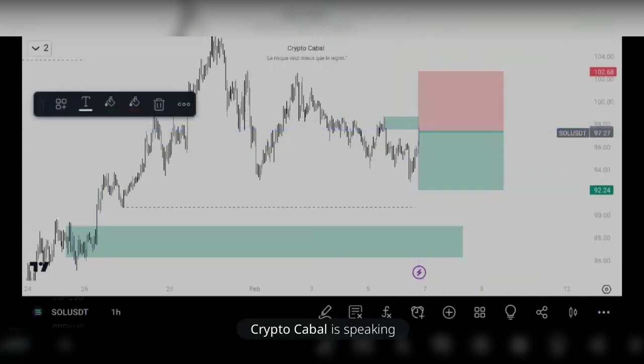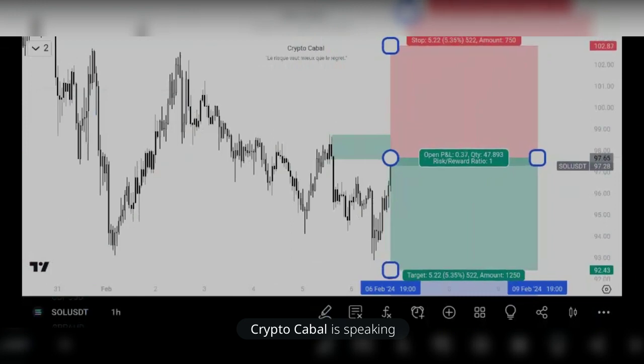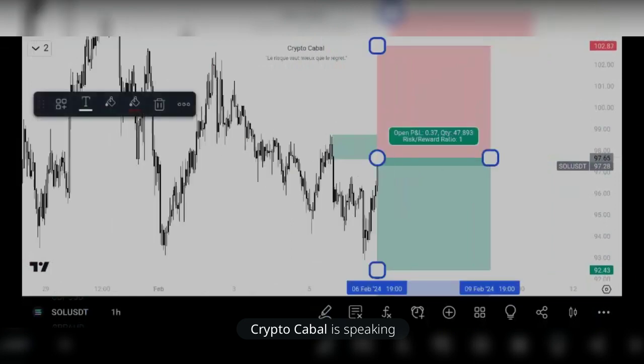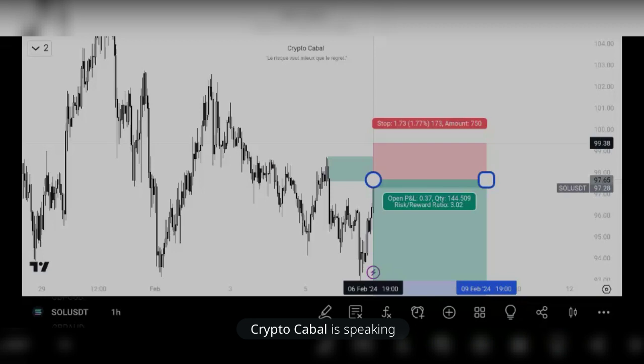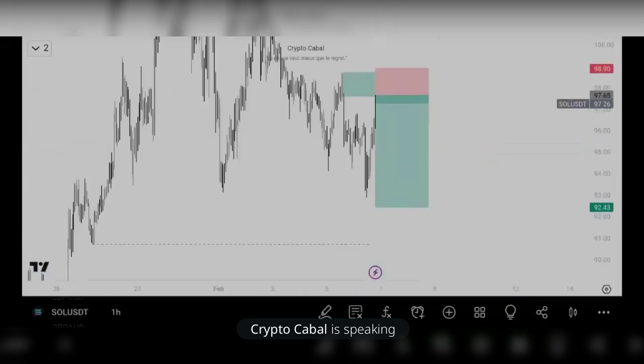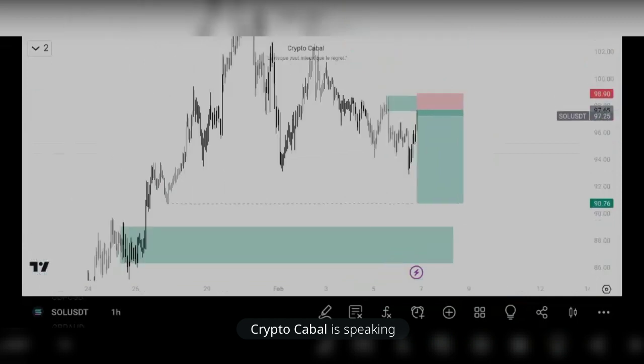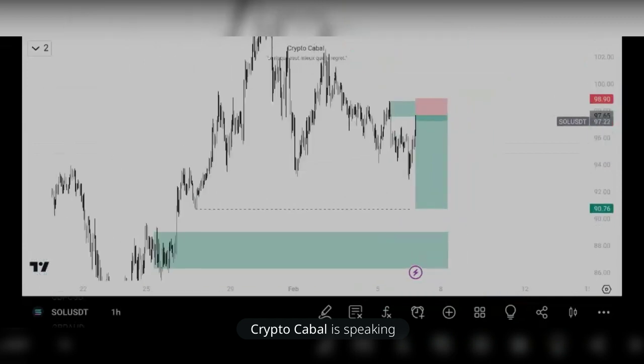From this particular point, let's say you open a sell trade from here. You would be targeting lower prices. You can be targeting from this point as low as this next point. And this is a very good trade on Solana, down to around 88 or so.